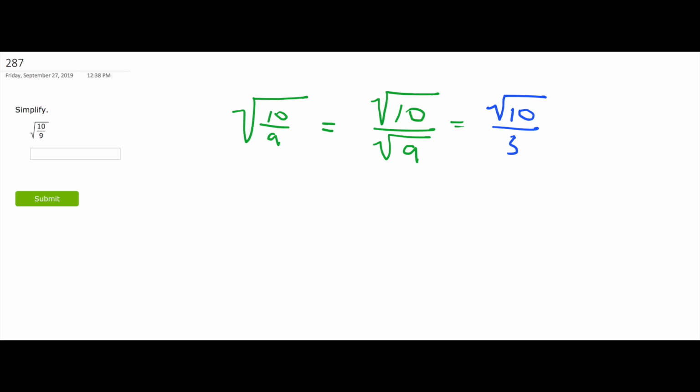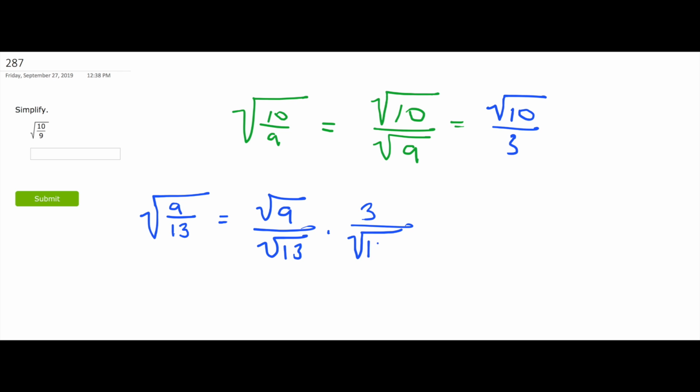Now, a harder problem would be the square root of, let's say, 9 over 13. So what you want to do is split it up like normal. And then you can take the square root of the top number, which is 3. But you're not allowed to leave a root in the denominator. So what you do, and this is similar to imaginary numbers, is multiply top and bottom by what's downstairs, which is the square root of 13.